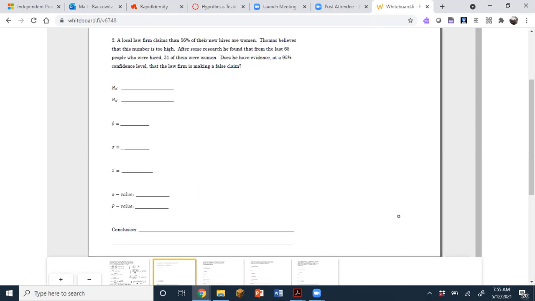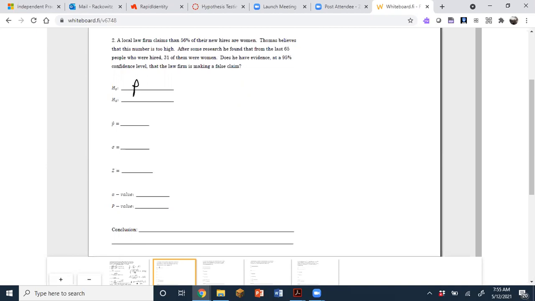Let's look at number 2. A law firm claims that 56% of their new hires are women. Thomas believes that this number is too high. And after some research, he found out that of the last 65 people, 31 were women. So he's not saying that 56 is too high for them, they should hire less. He's saying that their claim is too high, that they're not actually hiring 56% women.